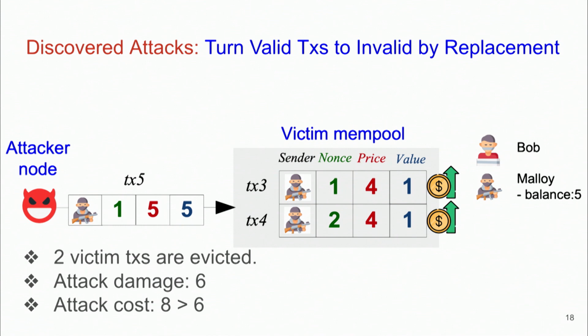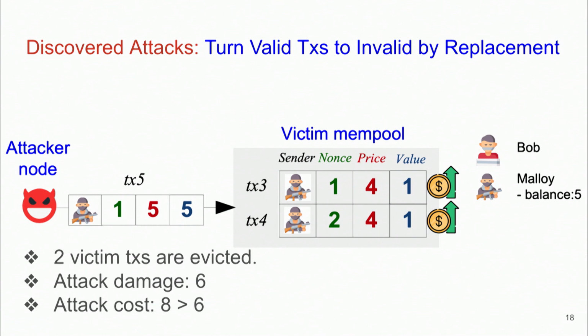Okay? So the memory pool will admit this transaction for two reasons. One, it has a higher transaction fee, 5 larger than 4. Second, this is a valid transaction because it does not go beyond the balance that Malloy has. Okay? So if we forget about the transaction fee a little bit, this transaction will be admitted to the memory pool. Before the admission, transactions 3 and 4 are both valid transactions. I use this green arrow to indicate both transaction fees will be charged by the blockchain.